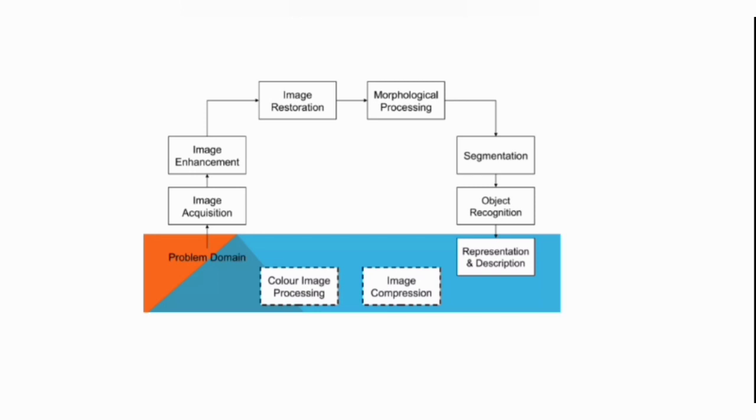Description is also called feature selection. It deals with extracting attributes that result in some quantitative information of interest. It can also be used for differentiating one class of object from another. Image compression is a technique used for reducing the storage space for saving an image and reducing the bandwidth required for transmission of images. Color image processing deals with the modeling and processing of color images.